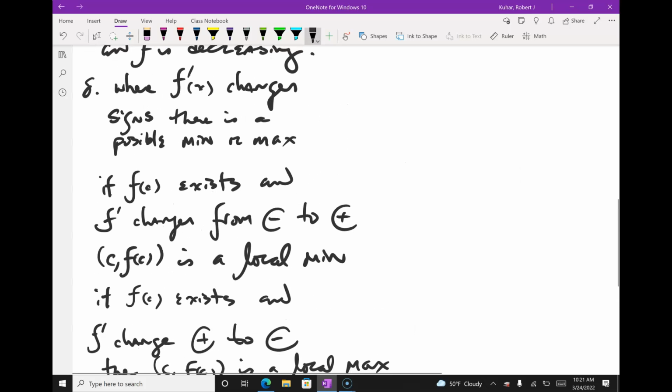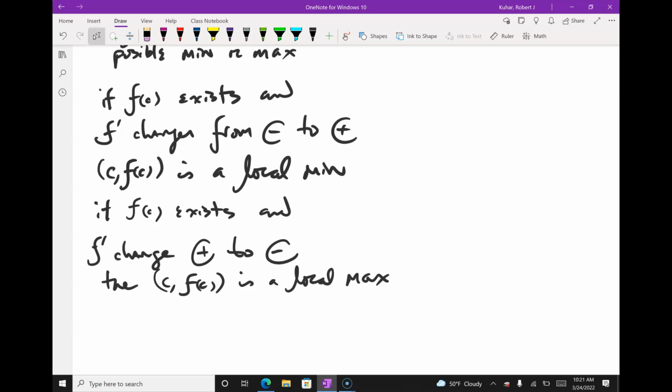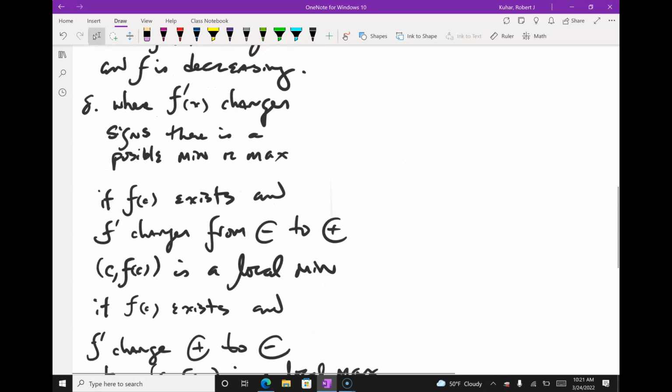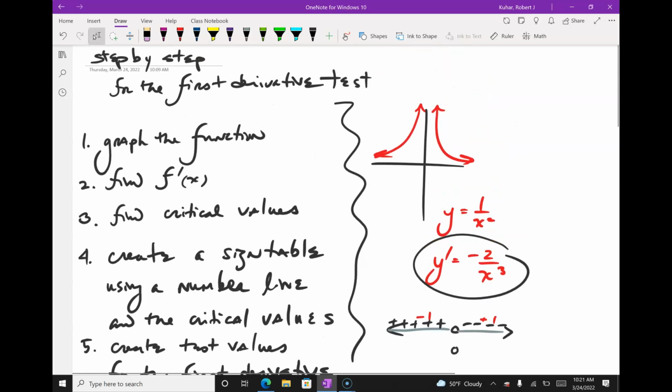So step 8 still, state the local mins and maxes. State and justify the local min and max, if any. Done. Ha! Only 8 steps.